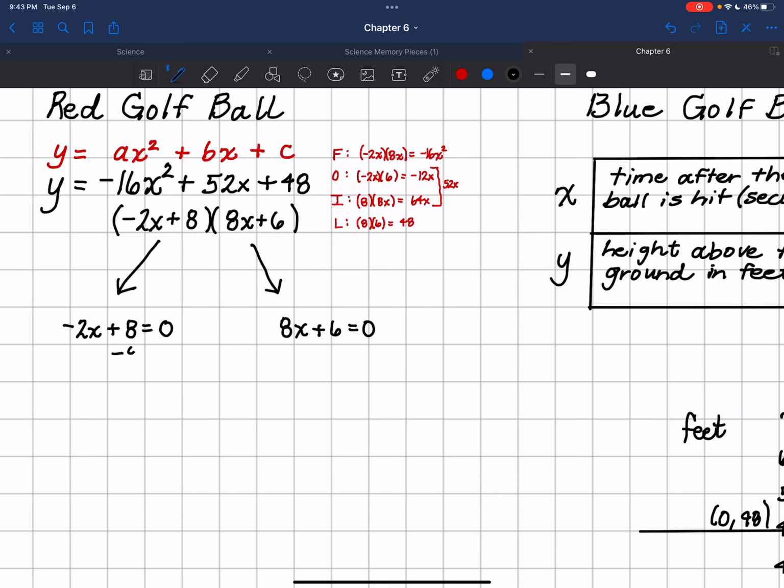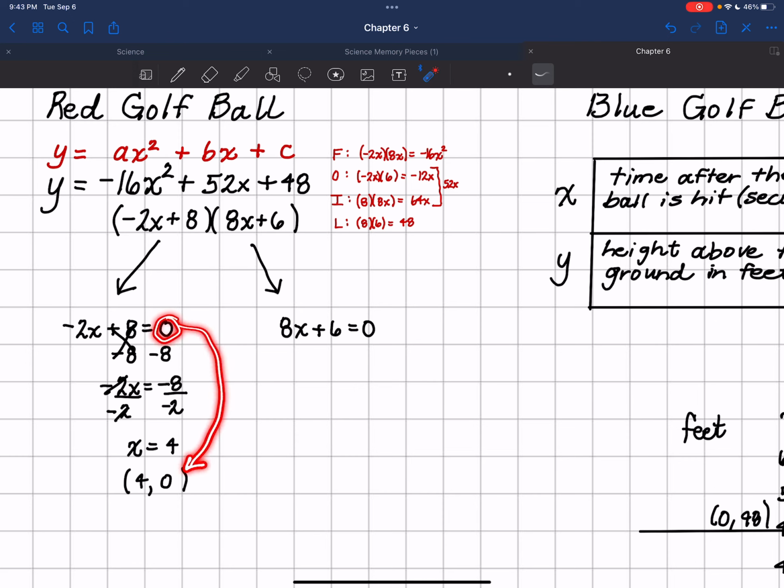So negative 8 to both sides leaves me with negative 2x equals negative 8. And negative 2, negative 2. So x in this situation is positive 4. So that would represent the 4, 0 intercept. Now, if you're wondering where I'm getting that 0, it's coming from here. That y is 0 when x is 4. Then the same thing over here.